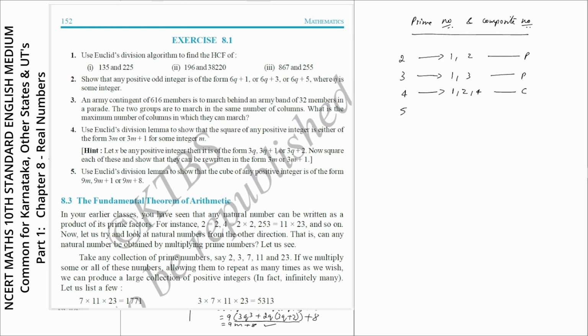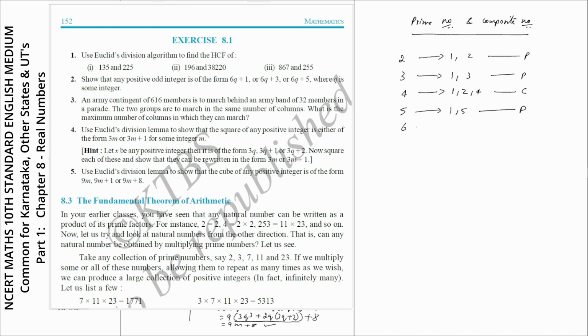Now if I take 5, so factors of 5 are 1, 2 is not a factor, 2 doesn't divide 5, 3 doesn't divide 5, 2 is not a factor, 3 is not a factor, but 5 is a factor of 5. So this is a prime number, because only 1 and 5 are factors.